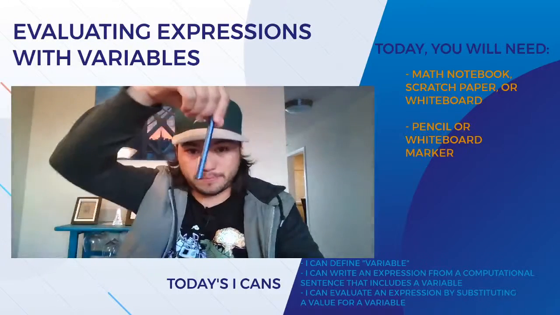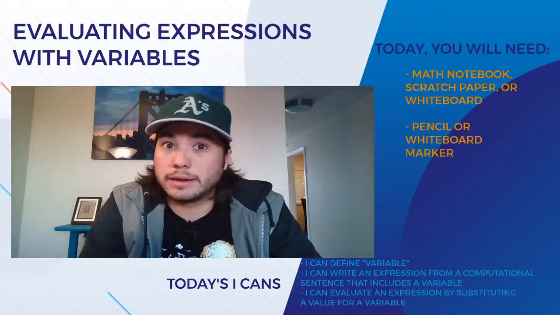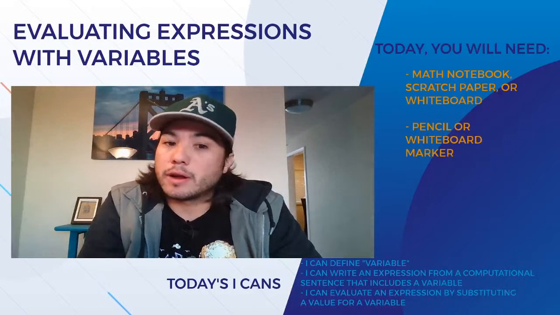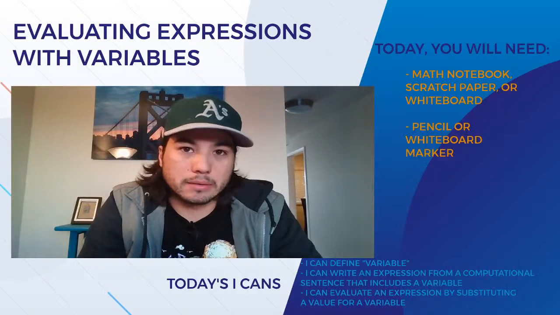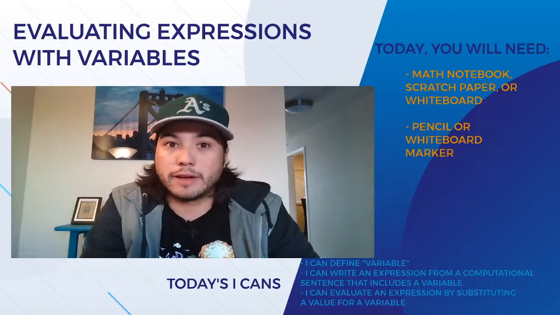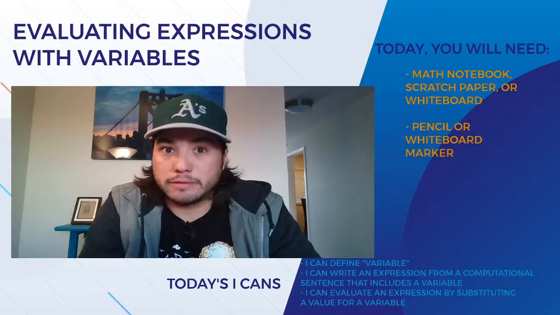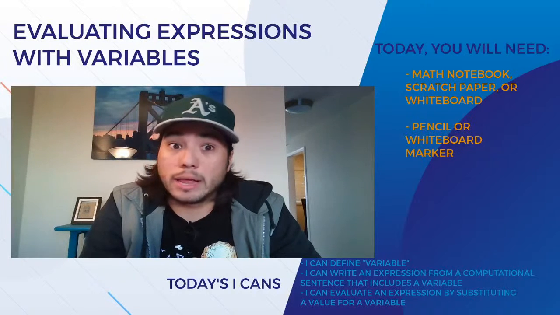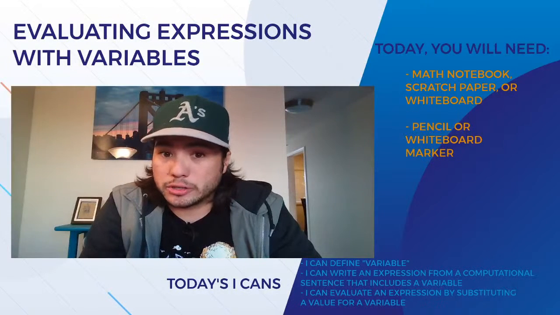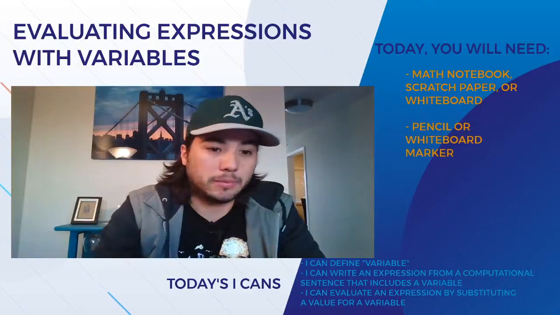So there's what you're going to need. There's the I cans. I'm going to read them for you. It says, I can define variable. We're going to do that on the next slide. I can write an expression from a computational sentence. Remember, that's a sentence that tells you to compute something like add 5 and 10, right? That includes a variable. So in this case, add 5 and x. What would that look like as an expression? And then I can evaluate an expression by substituting a value for a variable. So let's jump right into it.